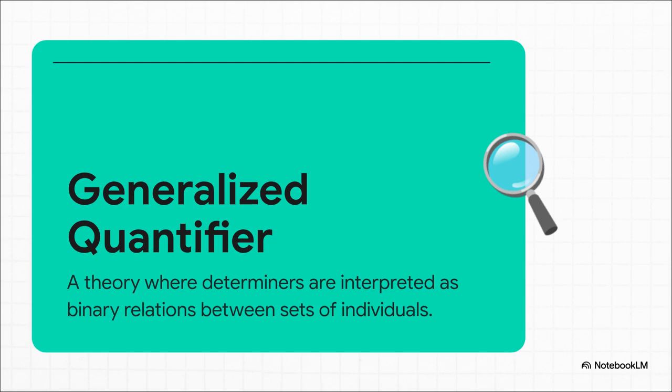Instead of trying to define a word like most in a vacuum, the theory completely reframes the question. It says most isn't a thing, it's an action. It's a way of describing a relationship between two groups of things. It's a huge shift from thinking about symbols to thinking about relationships.